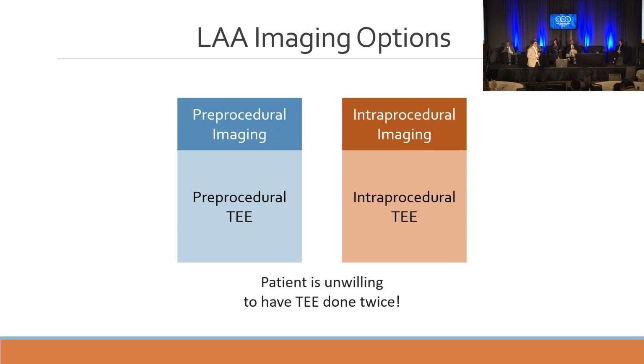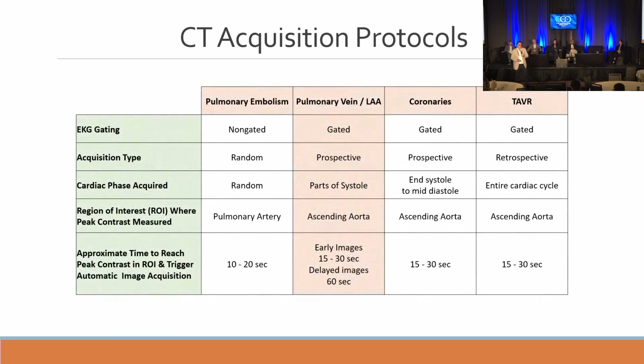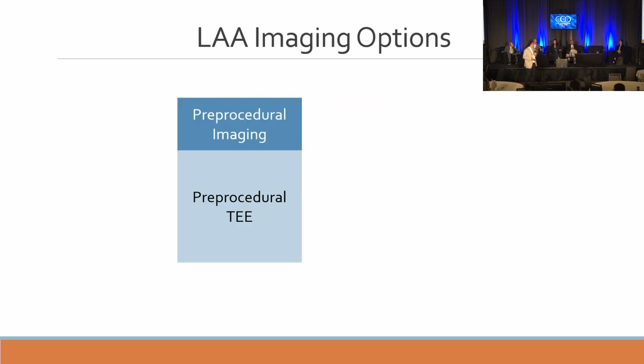So now we said that pre-procedural, we found out that he had the CT for recent AF ablation, so that told us that he can have only intraprocedural TEE, and we can now do CT. And then often people ask me, what is the protocol for acquisition? So if you want to know how to acquire CT, these are all the elements of CT acquisition for left atrial appendage and pulmonary veins.